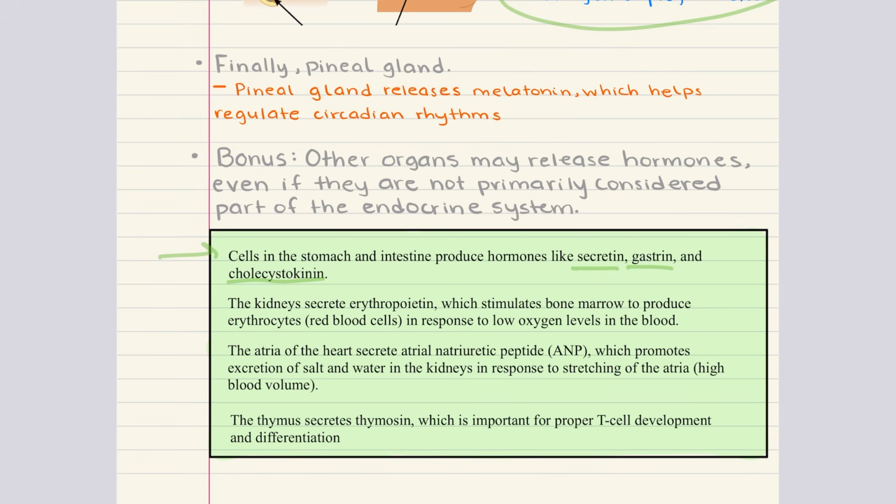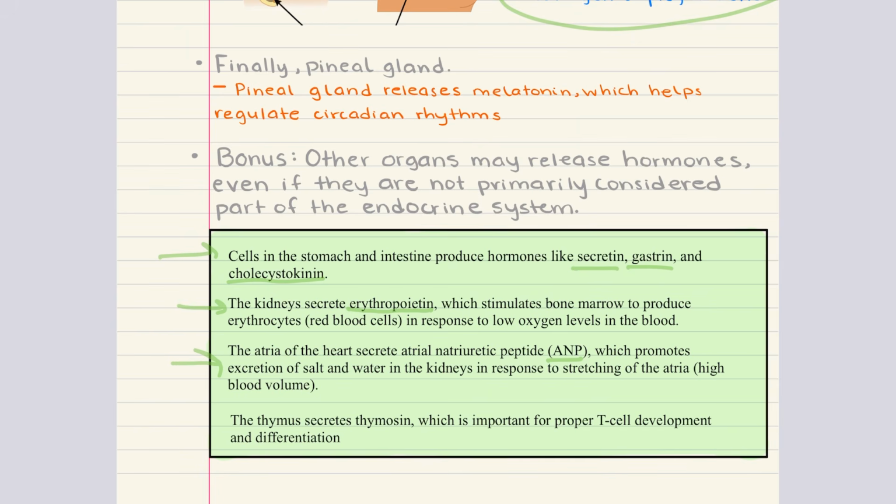Then the kidneys produce erythropoietin, or EPO. This stimulates the bone marrow to produce more erythrocytes, or red blood cells. This response is especially important when blood oxygen levels are low. The heart contributes too: the atria release ANP, which promotes excretion of salt and water in the kidneys in response to stretching of the atria.